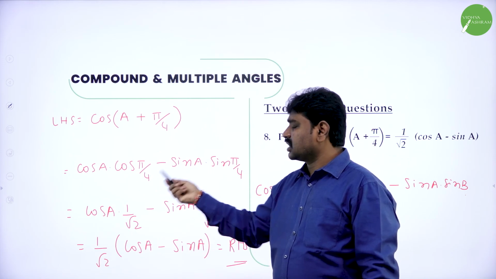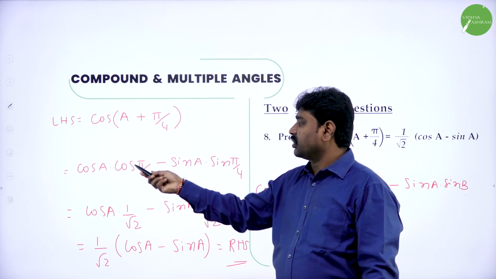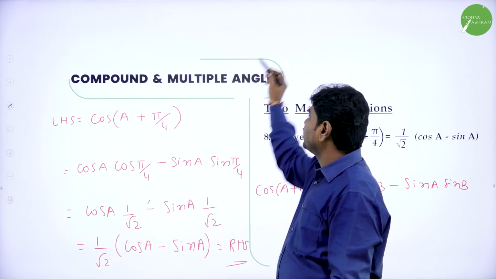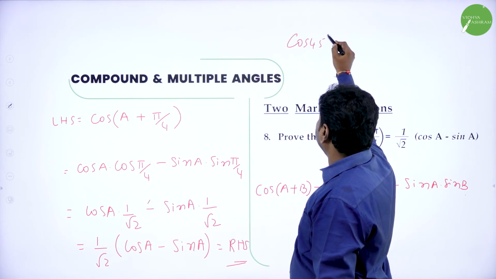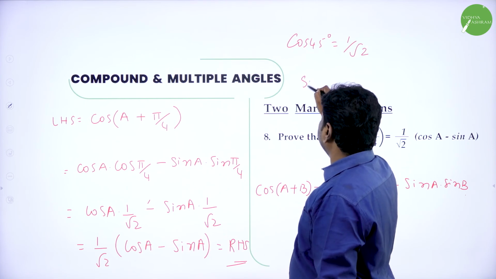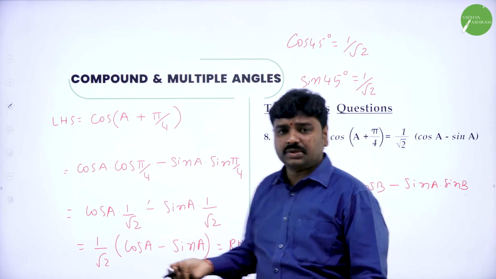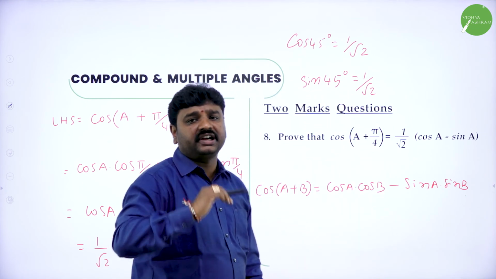Cos of A plus B. What is cos of A plus B? Cos A cos B minus sin A sin B. Cos of A plus pi by 4: cos A cos pi by 4 minus sin A sin pi by 4. Cos pi by 4 means cos 45 degrees. In the table, you know, cos 45 is exactly 1 by root 2. And sin pi by 4, sin 45, that is also 1 by root 2. Substitute it and take 1 by root 2 common, you will get it.